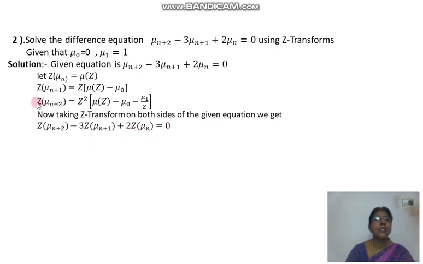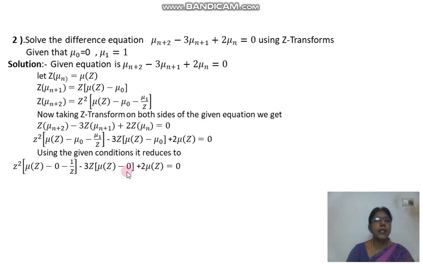Now substitute this Z transform of u(n+2) formula here, and also the Z transform of u(n+1) formula as the second term, and Z transform of u(n) as U(z). Now we get z square U(z) minus u(0) minus u(1)/z, minus 3 into z U(z) minus u(0), plus 2 U(z) is equal to 0.